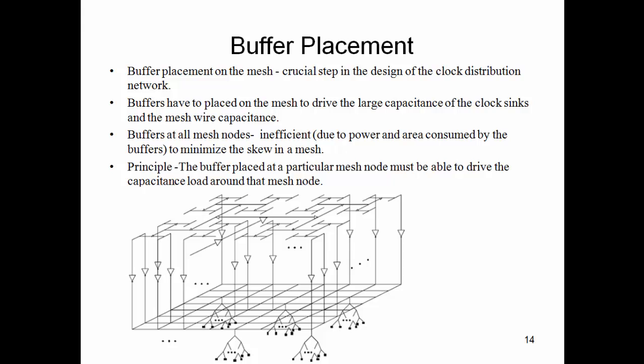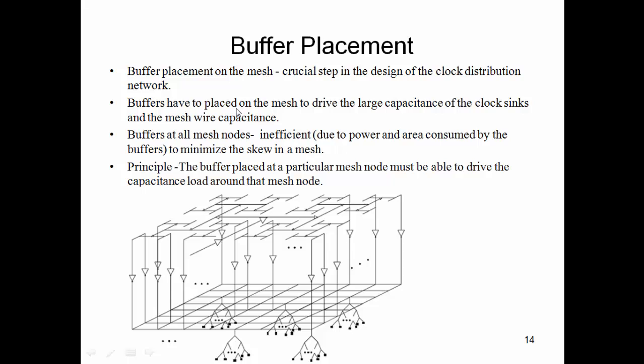Now I come to buffer placement. The buffer placement is a crucial step in the design of the clock mesh distribution network. The buffers have to be placed at the mesh nodes. The buffers are not placed at all the mesh nodes because that would be really inefficient due to the power and the area consumed by the buffers. The mesh node is the intersection of the horizontal and the vertical wire in the mesh. We don't have to place the buffers at all mesh nodes. That will be really inefficient.